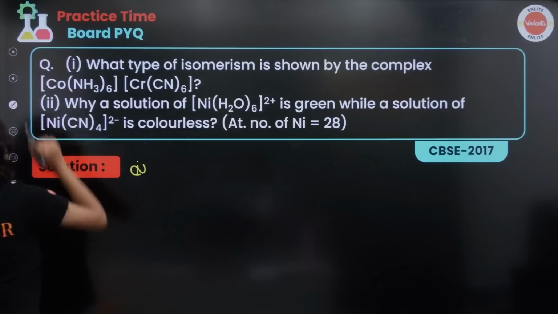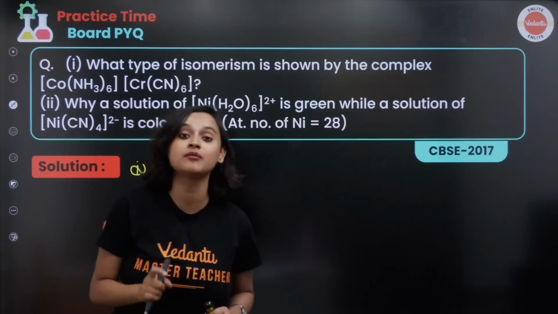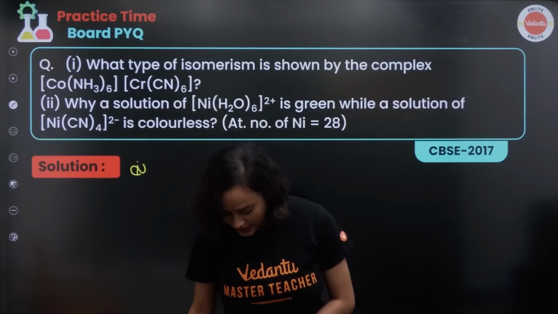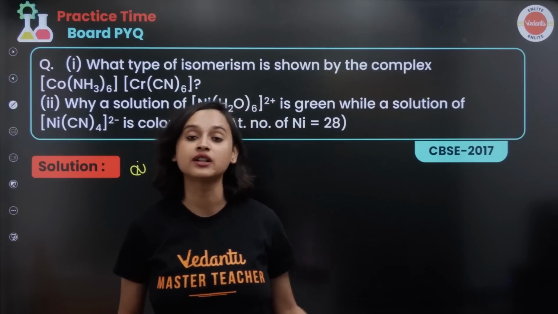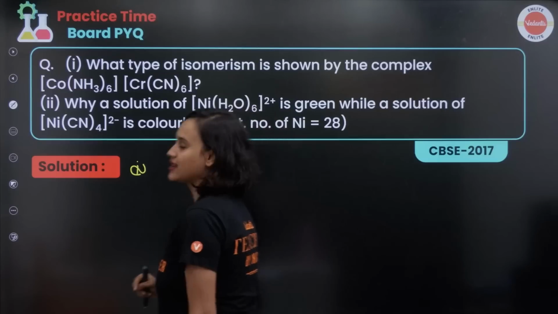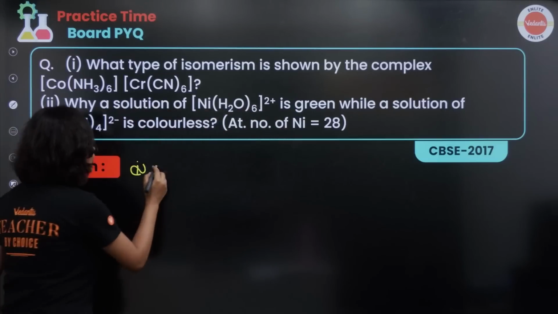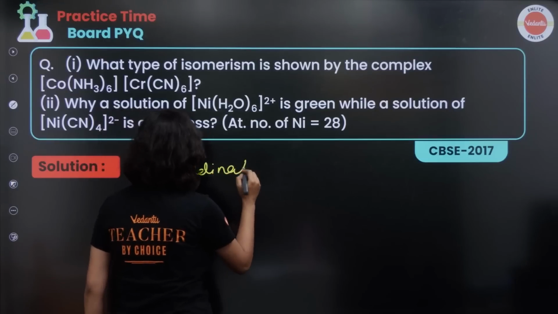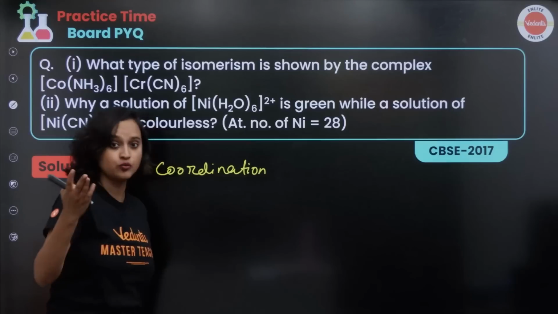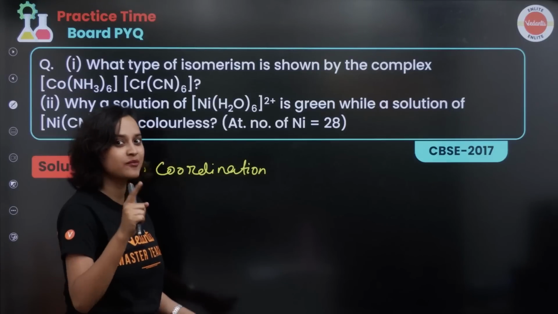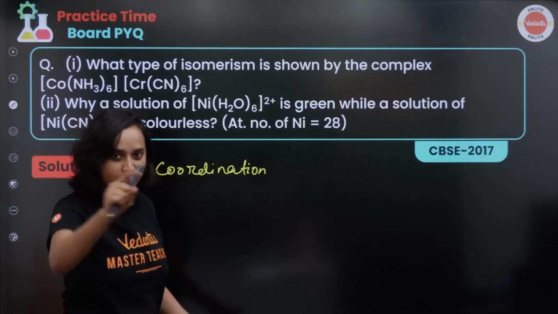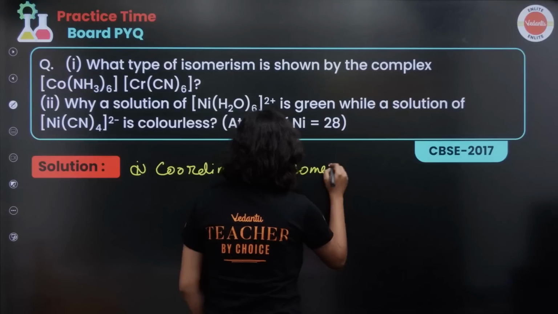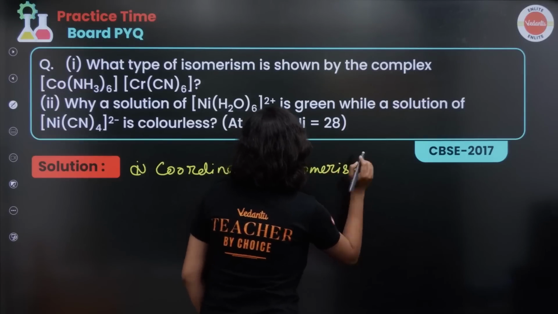Is this linkage isomerism? No, linkage isomerism happens in ambidentate ligands. Whenever you have ambidentate ligands, that's when linkage isomerism occurs. This is coordination isomerism, okay? Very good. To all those who pointed out on the chat box, ma'am wrong. Yes, you are absolutely right. Alright, this is coordination isomerism.